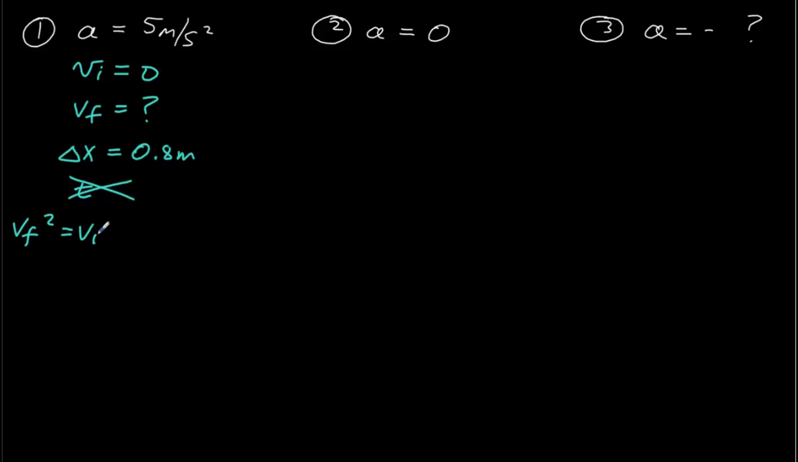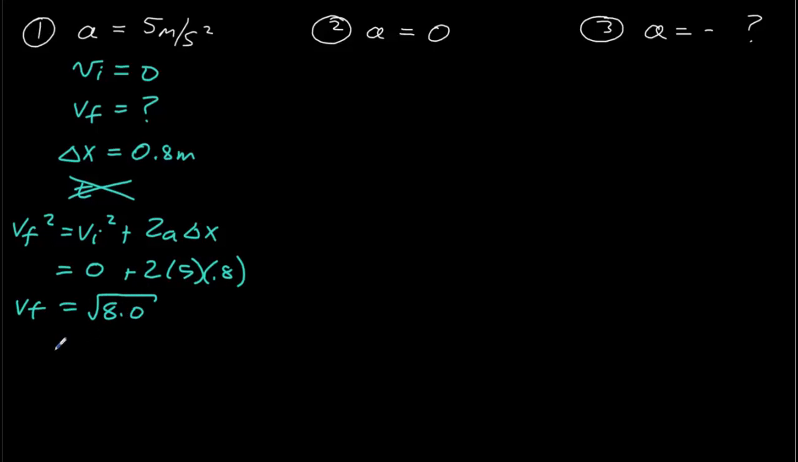Vf squared equals Vi squared plus 2a delta x. Vi was 0 plus 2 times 5 times 0.8. So Vf must equal the square root of 8.0, which would be 2.83 meters per second. I'll leave that extra decimal place for follow through. The answer to 2 significant figures would, of course, be 2.8 meters per second. And this would be your answer to part A.